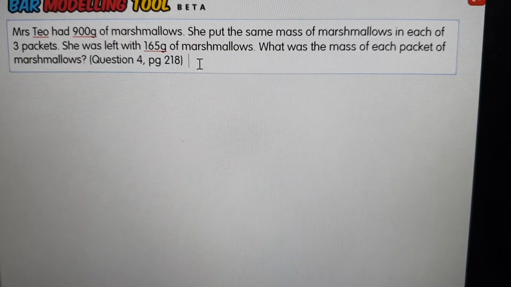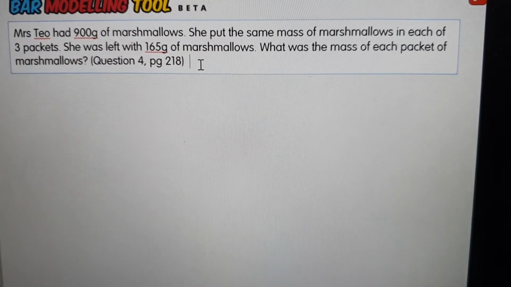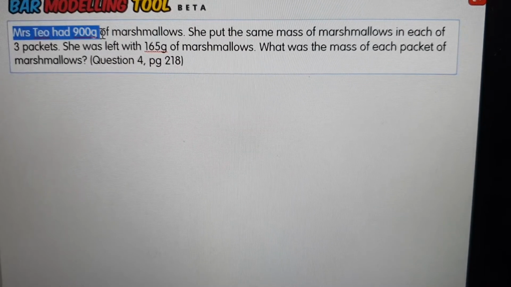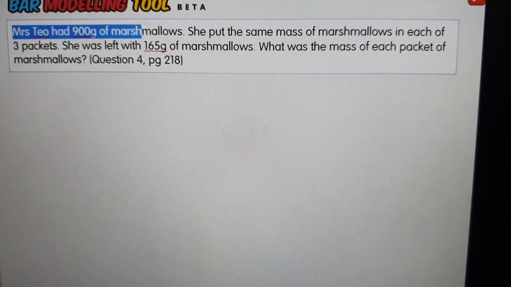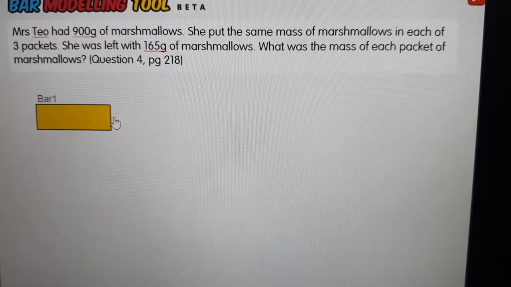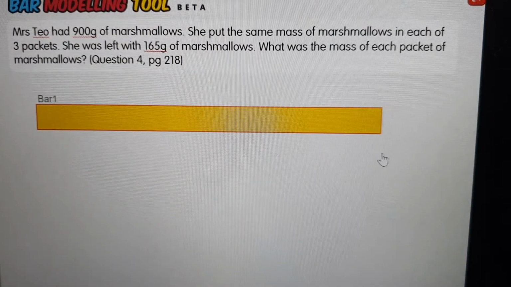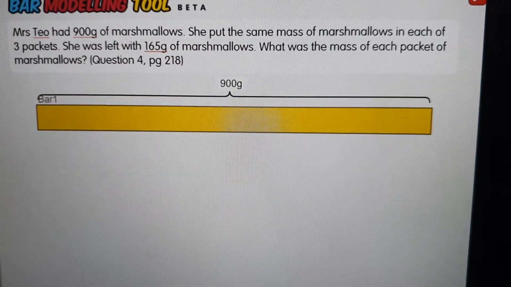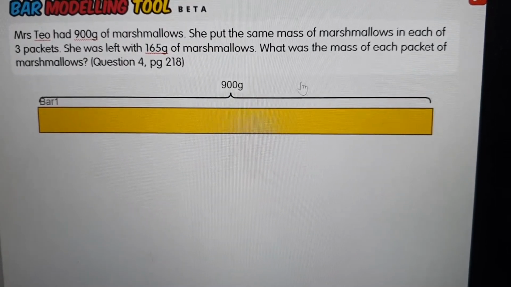Okay, in this question, there isn't a clear indication of any comparison. So for this question, you should be thinking about a part-whole model. Since I tell you that Mrs. Steele had 900 grams of marshmallow, you can already draw one bar. For your part-whole model, you can draw one bar here and indicate that this is going to be 900 grams. So this whole bar here will represent 900 grams.